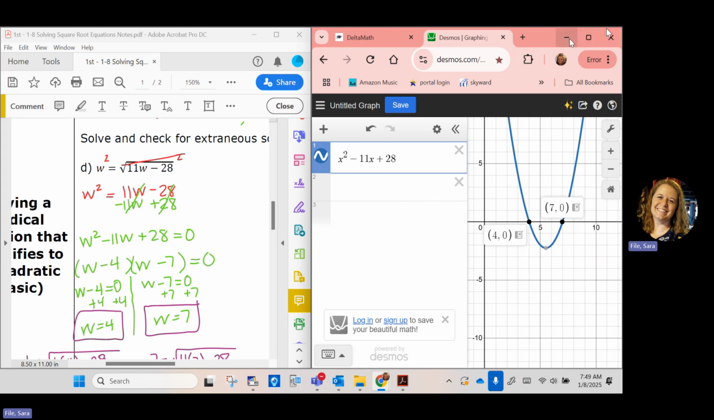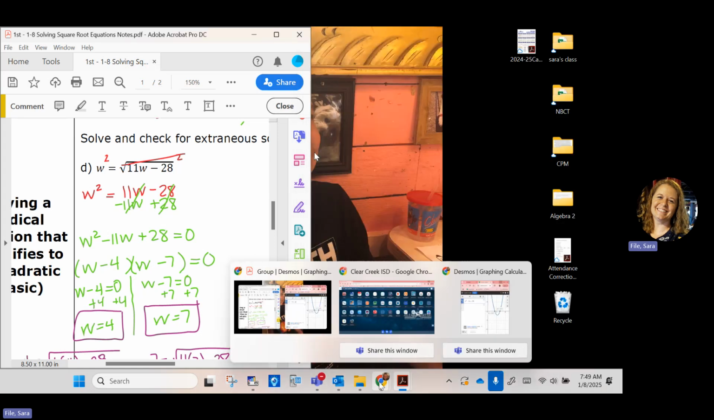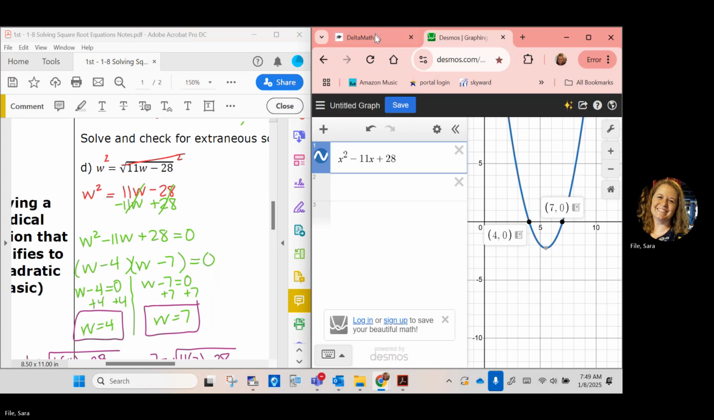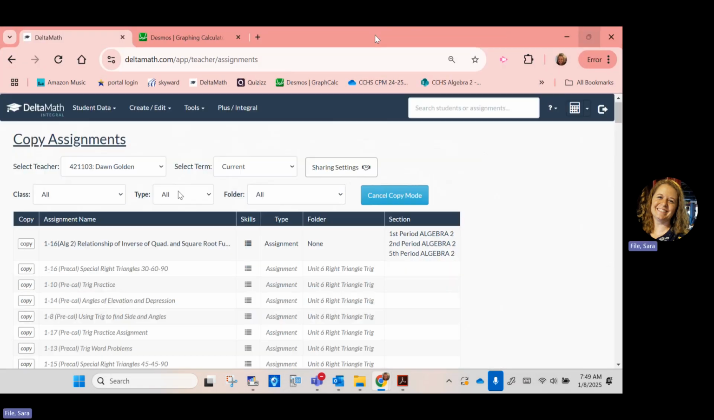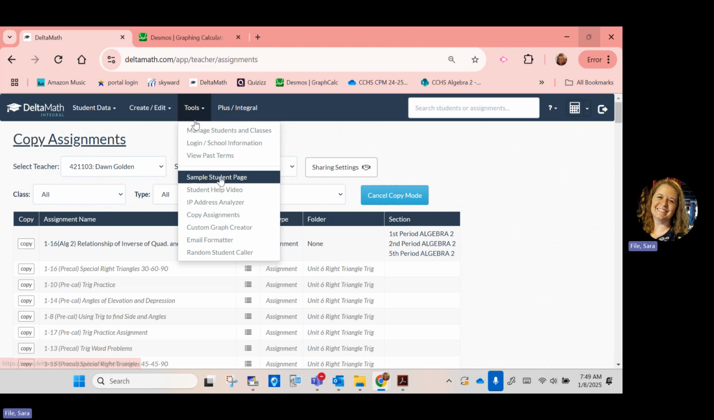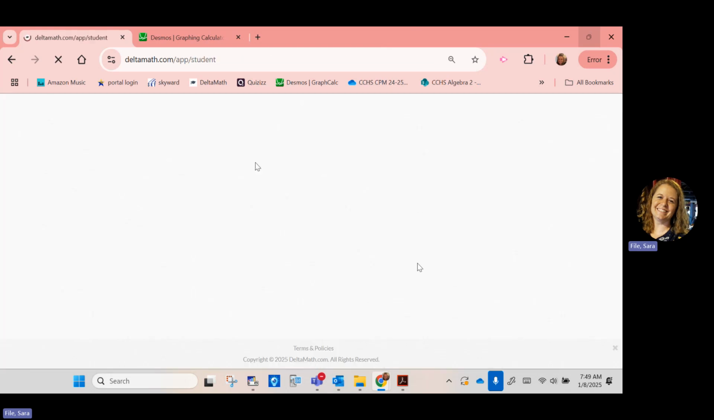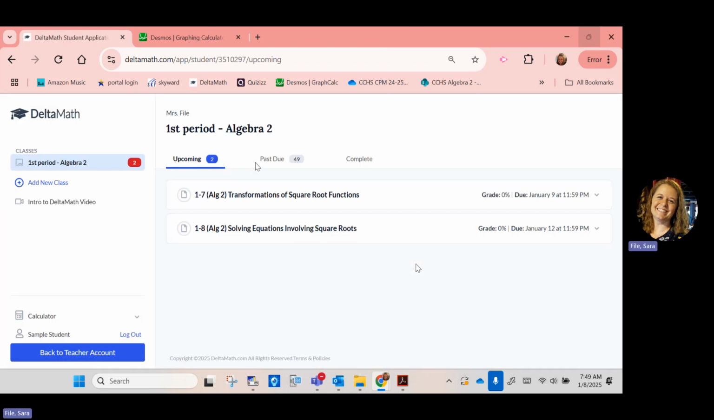There is a practice assignment in Delta Math. So you should see, let me get a sample student page so I can show you what you should see. You should see 2 assignments. You should see yesterday's. If you have not finished it, it would still show up here. If you have finished it, it's moved to the completed tab and you're good. Okay, but you have yesterday's that is due tomorrow. And then you have today's, which is not due till Sunday.